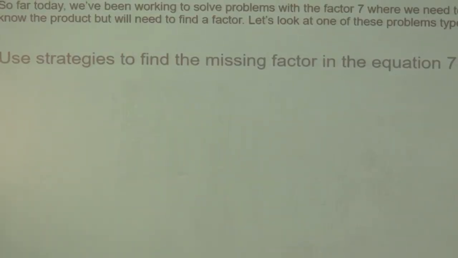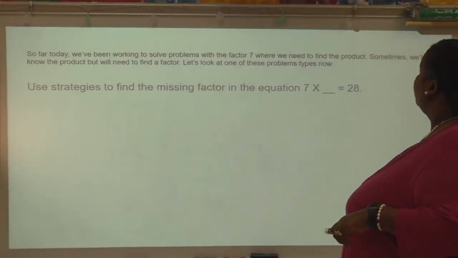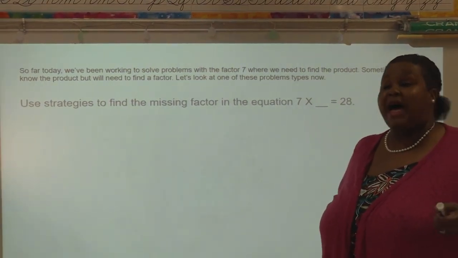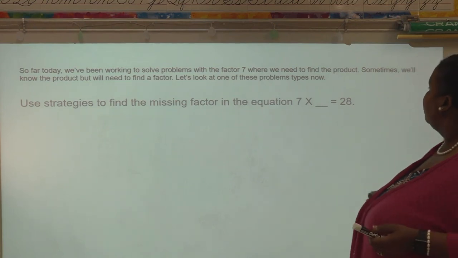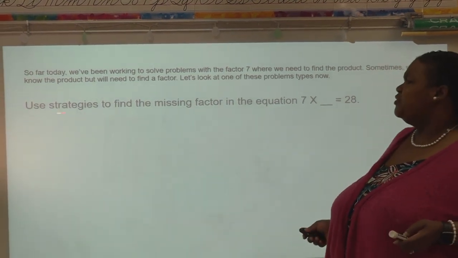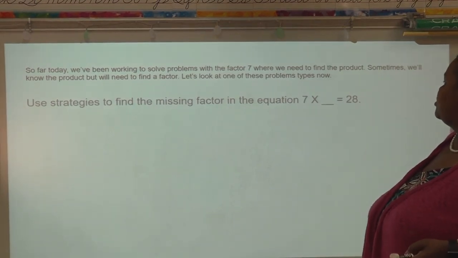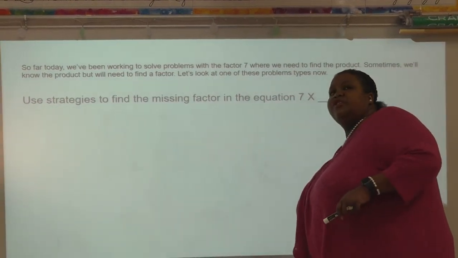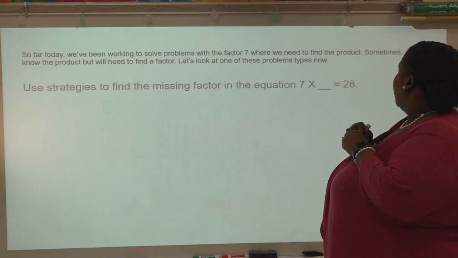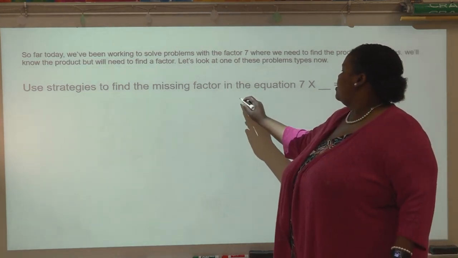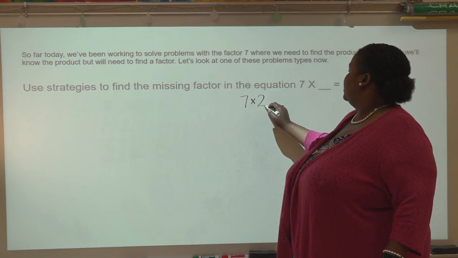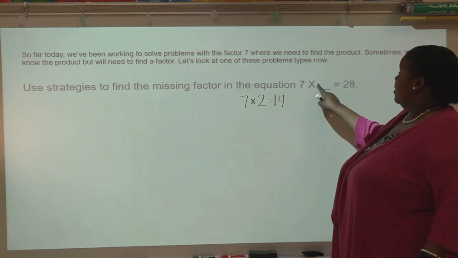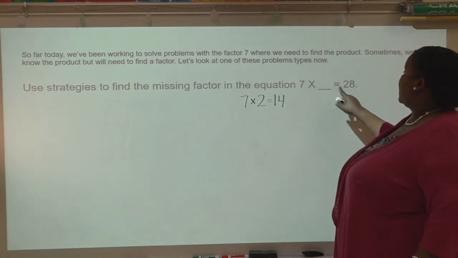So far today, we've been working to solve problems with the factor 7 when we need to find the product. Sometimes we'll know the product, but we'll need to find a factor. Let's look at one of these problem types now. Use strategies to find the missing factor in the equation 7 times blank equals 28. I think we should use the known fact. I know that 7 times 2 equals 14. That's my known fact. I want to know how many 7s it takes to get to 28.